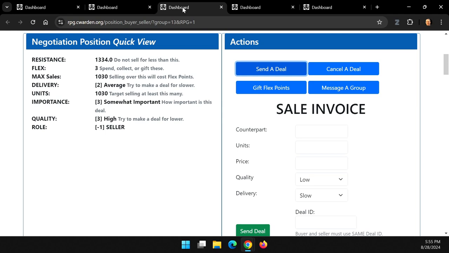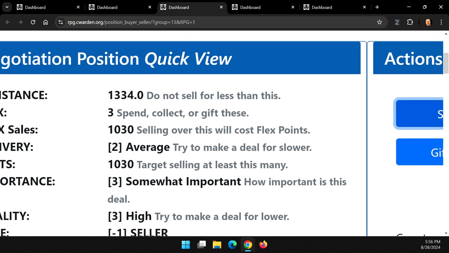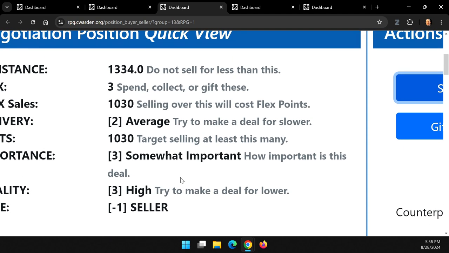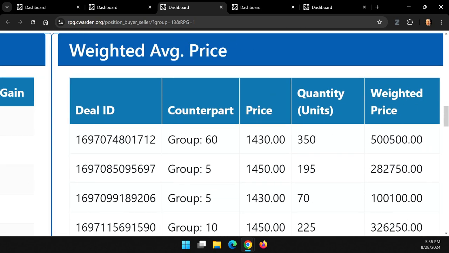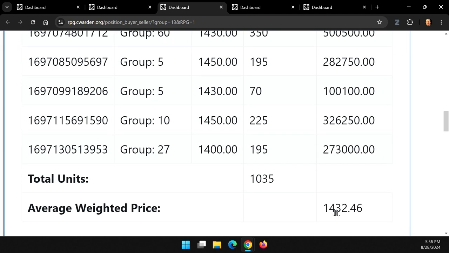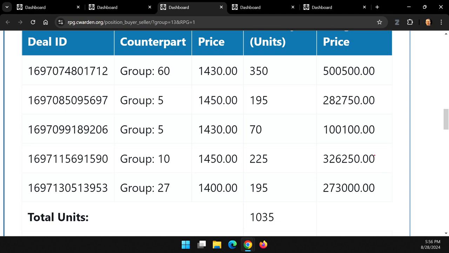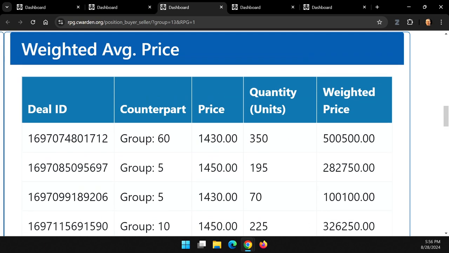So let's look at another example for a seller. In this case, we have a seller, and the seller has a resistance price of $1,334. So they would need to sell for $1,334 or higher because they want to make more money. They want to sell at a higher price. So $1,334. Well, let's look at what they did. Here's their weighted average price. And they have $1,432. So that's higher, right? So they were able to sell higher. And again, it's a very basic calculation, right? You have your deals over here and then your groups, the prices and the units. So basically it's a per unit kind of price coming out because we divide it all out to come out to the average. And that's why we call it the weighted average price.